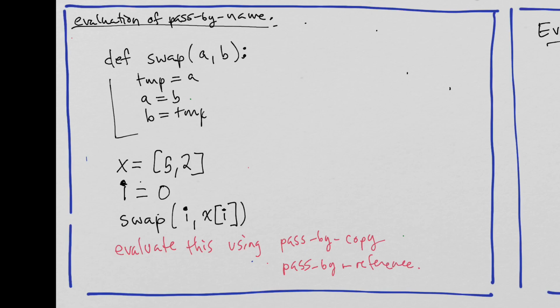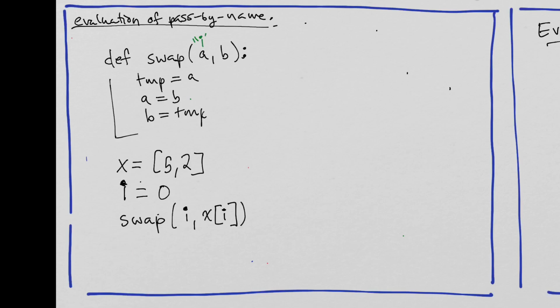And you'll see that what happens is at the end, exactly what you'd expect would happen. This will become 5, and this will become 0, and that will work beautifully in pass by copy and pass by reference. However, it will not work beautifully in pass by name. So let's see why it doesn't work with pass by name. The reason is that a is really i and b is really x sub i.